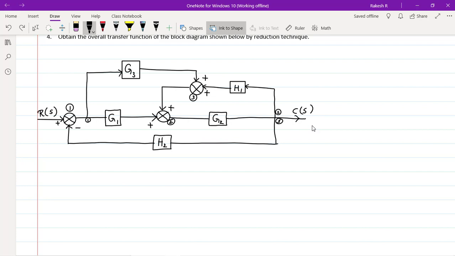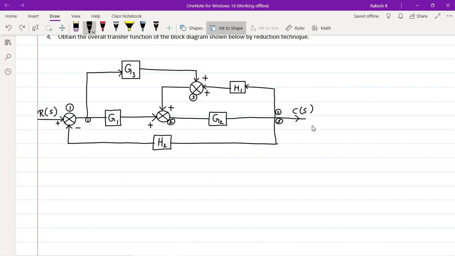Right. Now the next step, number 4, is to check whether to shift the takeoff point towards the right or the summing point towards the left. But before going to that, we can simplify this one. See here, that is summing points 2 and 3. In between these two summing points there is no block present. So what I'll do, I'll merge these two, or else I'll combine summing point 2 and summing point 3 here.